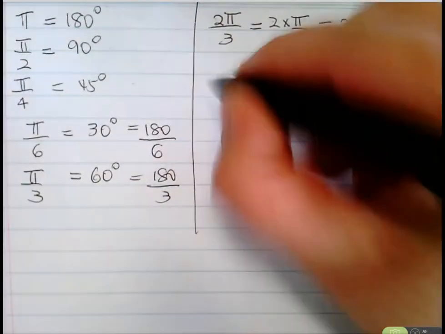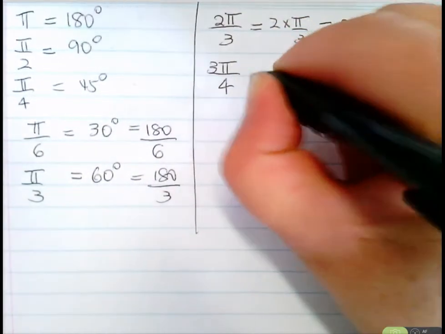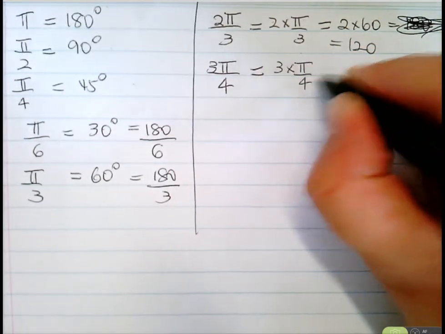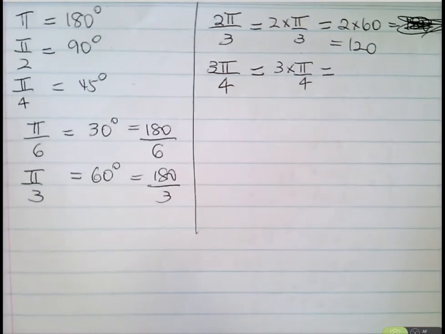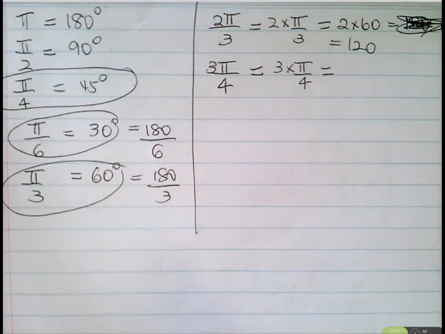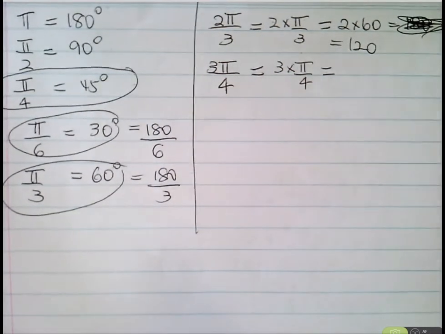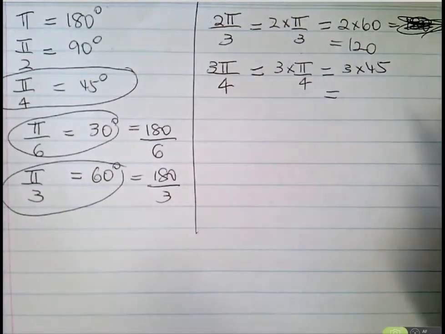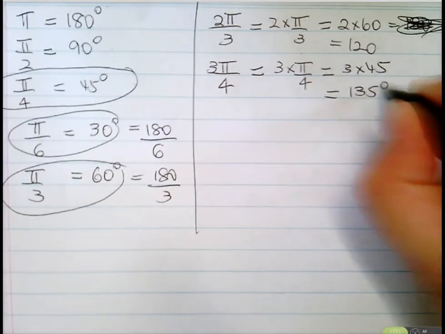So, what about 3 pi on 4? That's 3 lots of pi on 4. What's 1 lot of pi on 4? So these are the ones you need to know. Pi on 4, pi on 6, pi on 3. Once you know those, you can do everything else that's a combination of those. That's 3 lots of 45. That's how you do it in your head, which is 135.